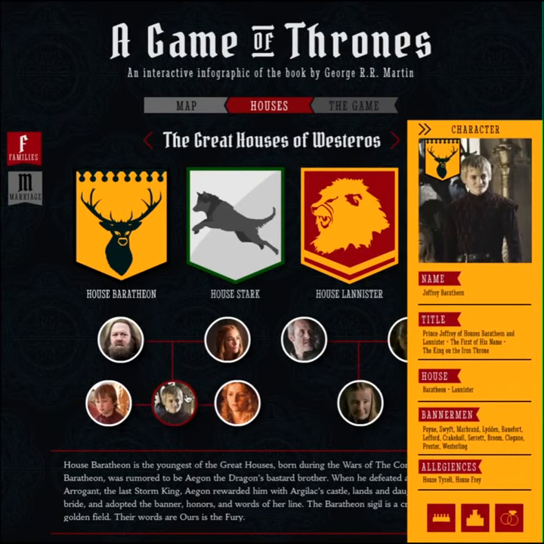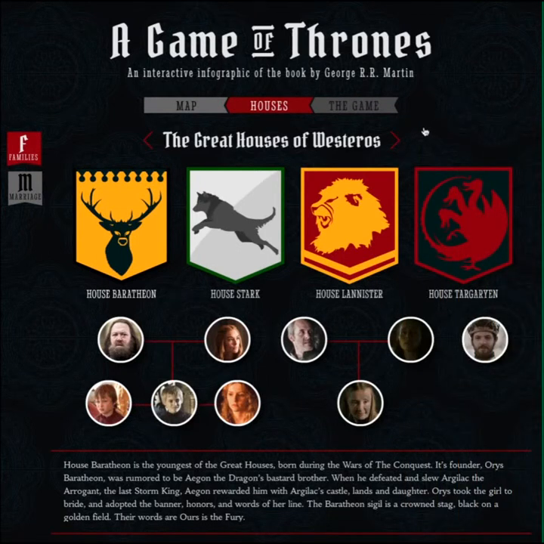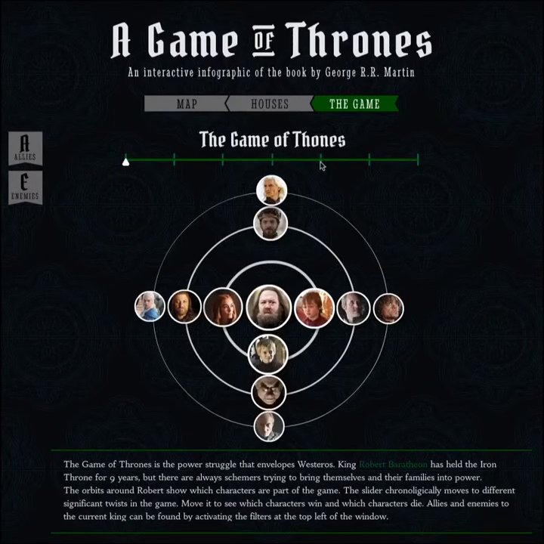When I click on Joffrey's picture, you'll see his character information move in from the right. Any character in the house view can be further investigated by a simple click. Now let's explore the game view of the infographic. The slider at the top is used to show the progress of the Game of Thrones.